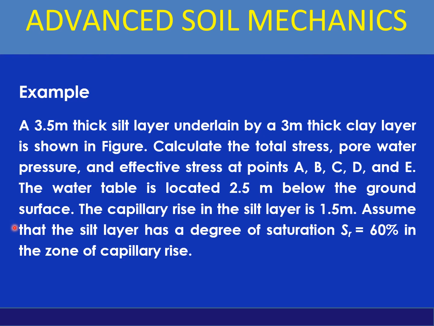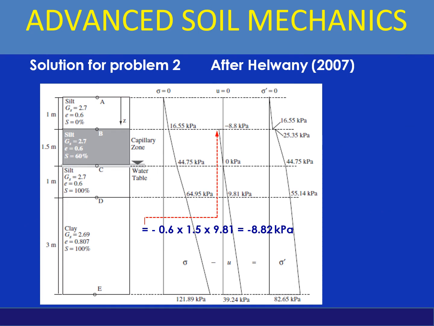Assume that the silt layer has a degree of saturation S-bar equal to 60% in the zone of capillary rise. So in this interesting example, in the zone of capillary rise, we are not having 100% saturation. We are having a degree of saturation equal to 60%. So what to do in this case? Normally we have 100% saturation, but here, at least in this example, we are having 60% degree of saturation. So look at this one. This is the last slide for today's lecture.